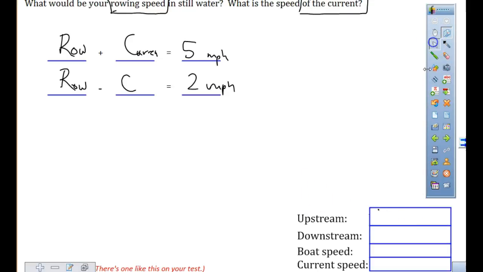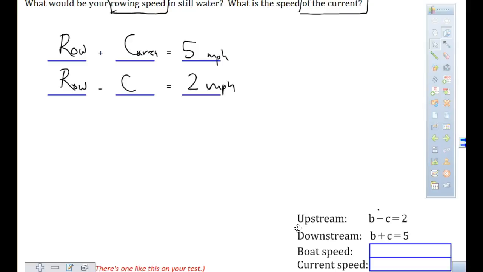And then we can look at our solution. Check with your shoulder partner on your boat speed and your current speed. And they both should have come up as decimals. And make sure you label the answer. Right? They're so nice to add together.